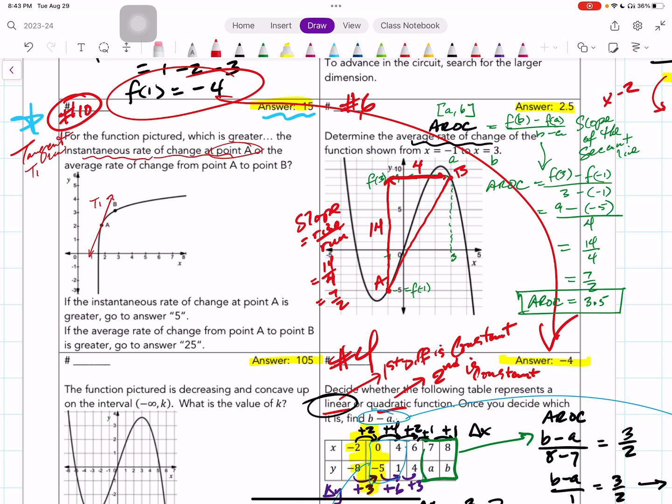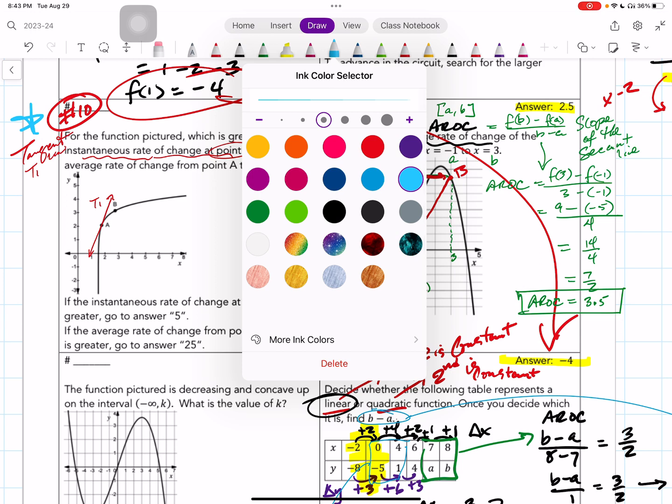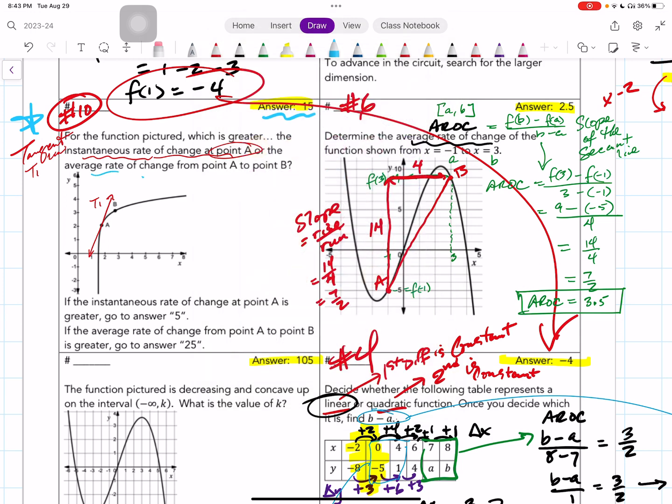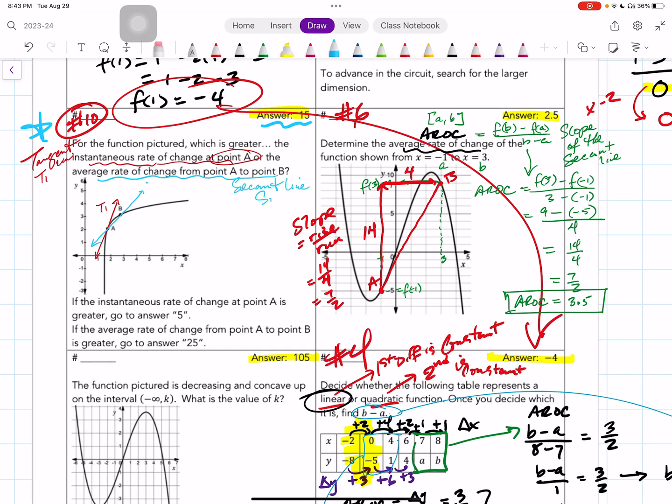And then we want to draw the average rate of change from A to B. And guess what? That is a secant line. All right, because we're talking about 2 points, right? So a line that intersects a function at 2 points is called a secant line. So I'm going to draw that through A and B. And then we'll call that S1, so a secant line.